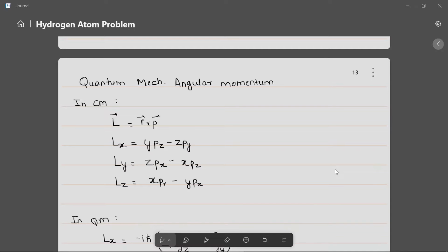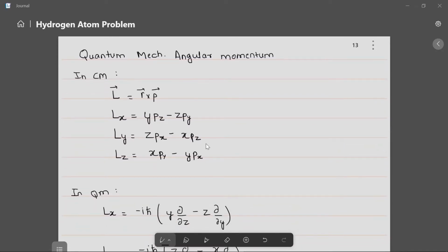So in quantum mechanical angular momentum, we already know the definition of angular momentum as r cross p. If we write the coordinates, which is easy, you just write 3 components here, 3 components here, take the cross product, and this is what you will get.